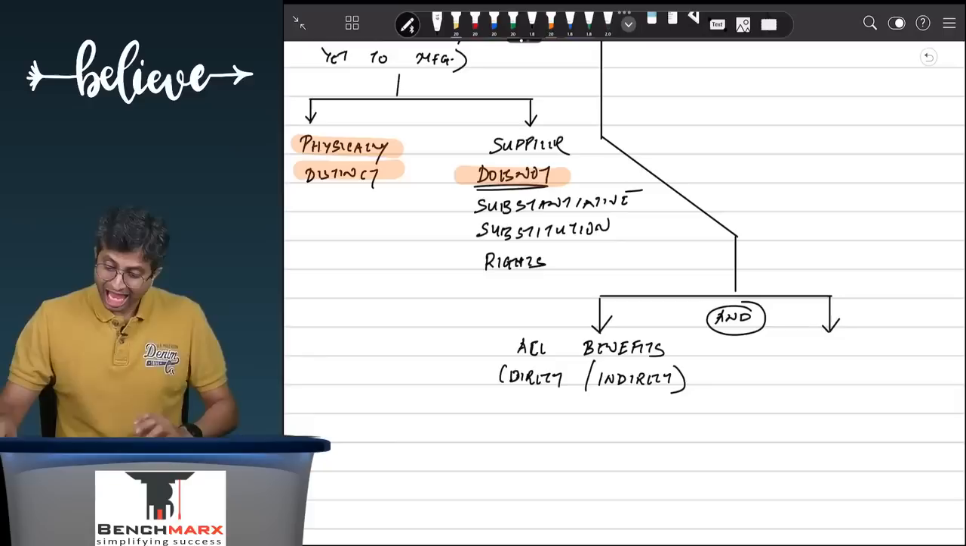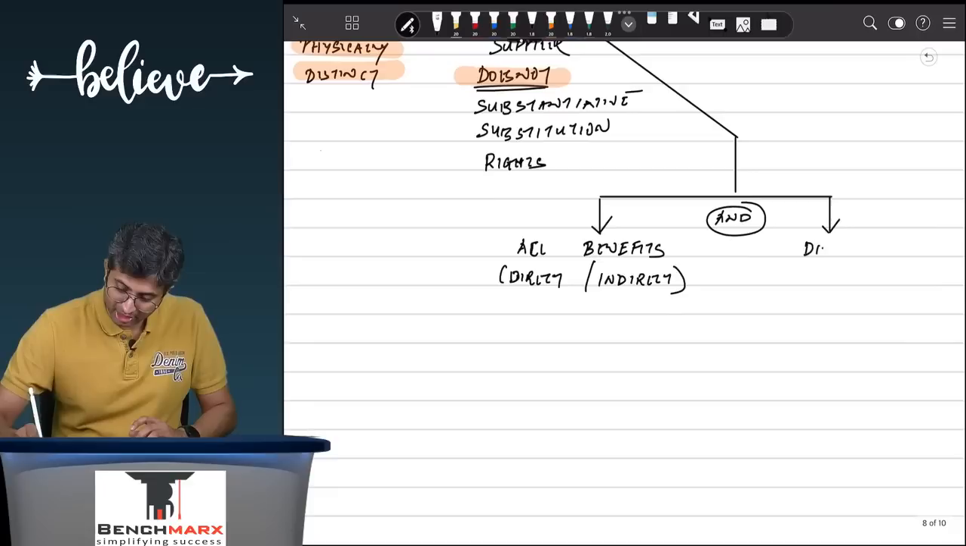And you have the right to direct use. When do you have the right to direct use?